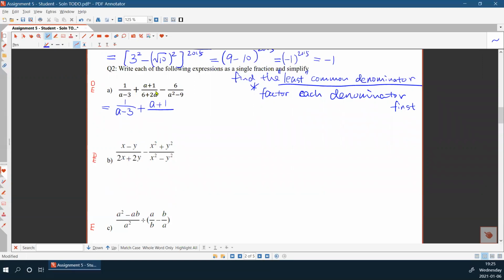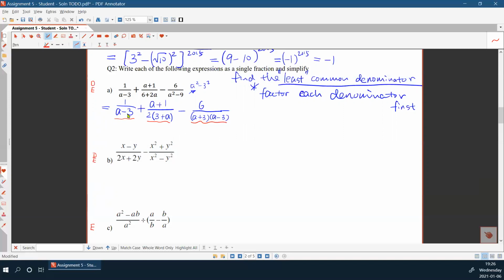Okay, for the second term, we can factor it to 2 times 3 plus a, right? We cannot do anything about the first term because it's the simplest form. The last term, we can simplify it to a squared minus 9. 9 is 3 squared, right? So here we can factor this to a plus 3 times a minus 3, right? And now can you see what is the least common denominator here?